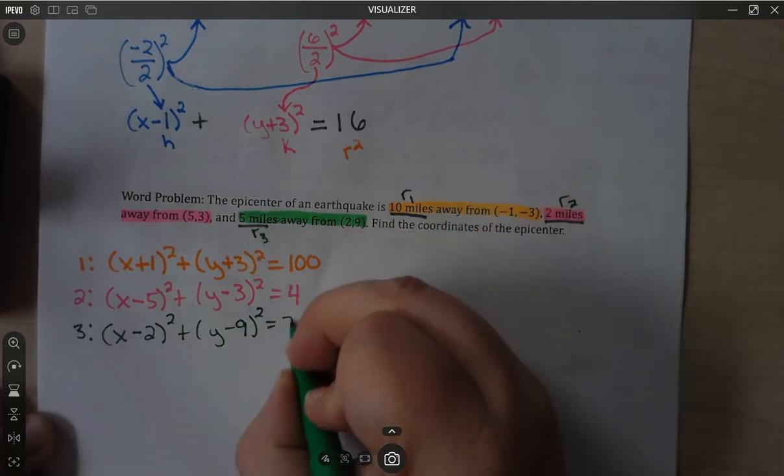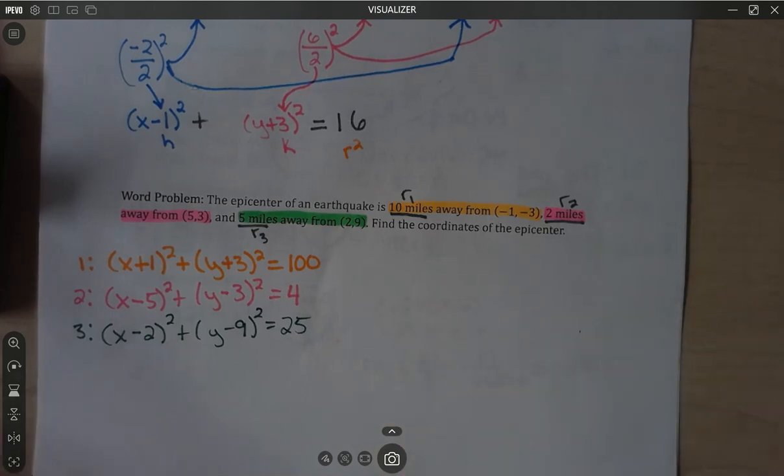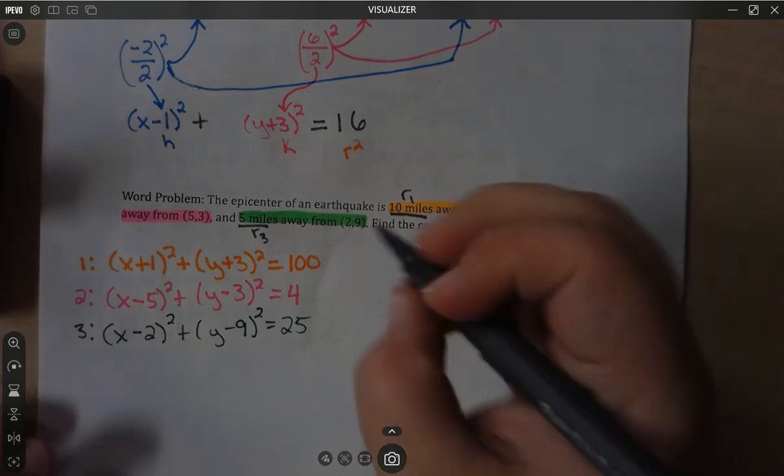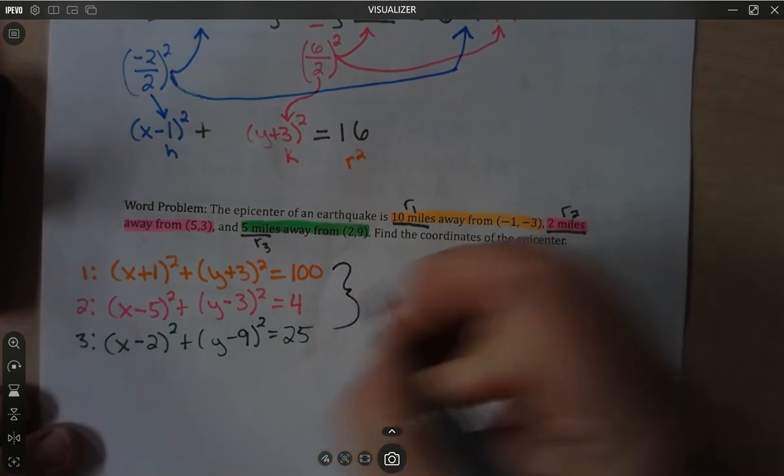5 squared is 25. Now to find the coordinates of the epicenter, we want to see where all of these meet up. So we really want to graph them. And to graph them, I'm going to tell you to graph them on Desmos.